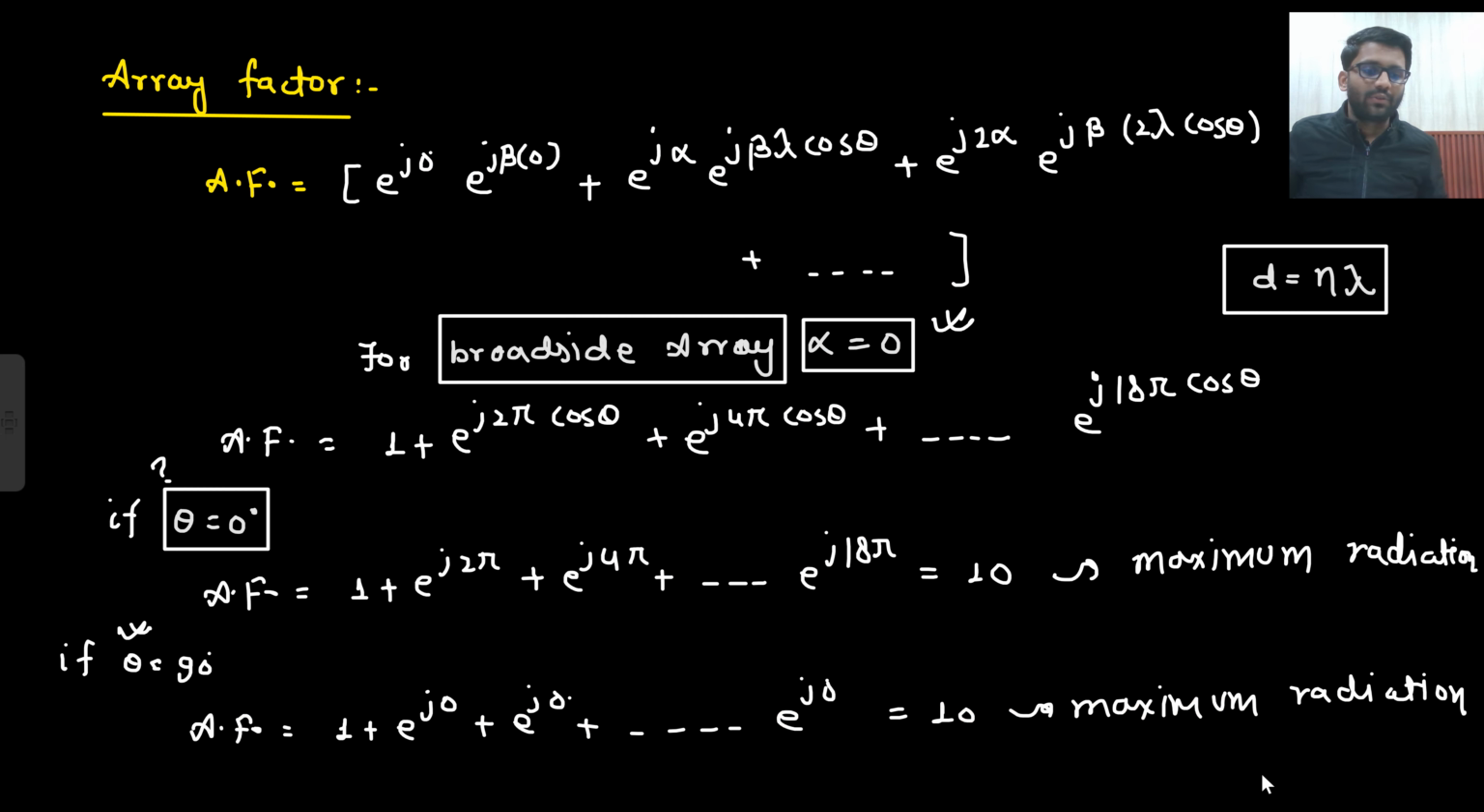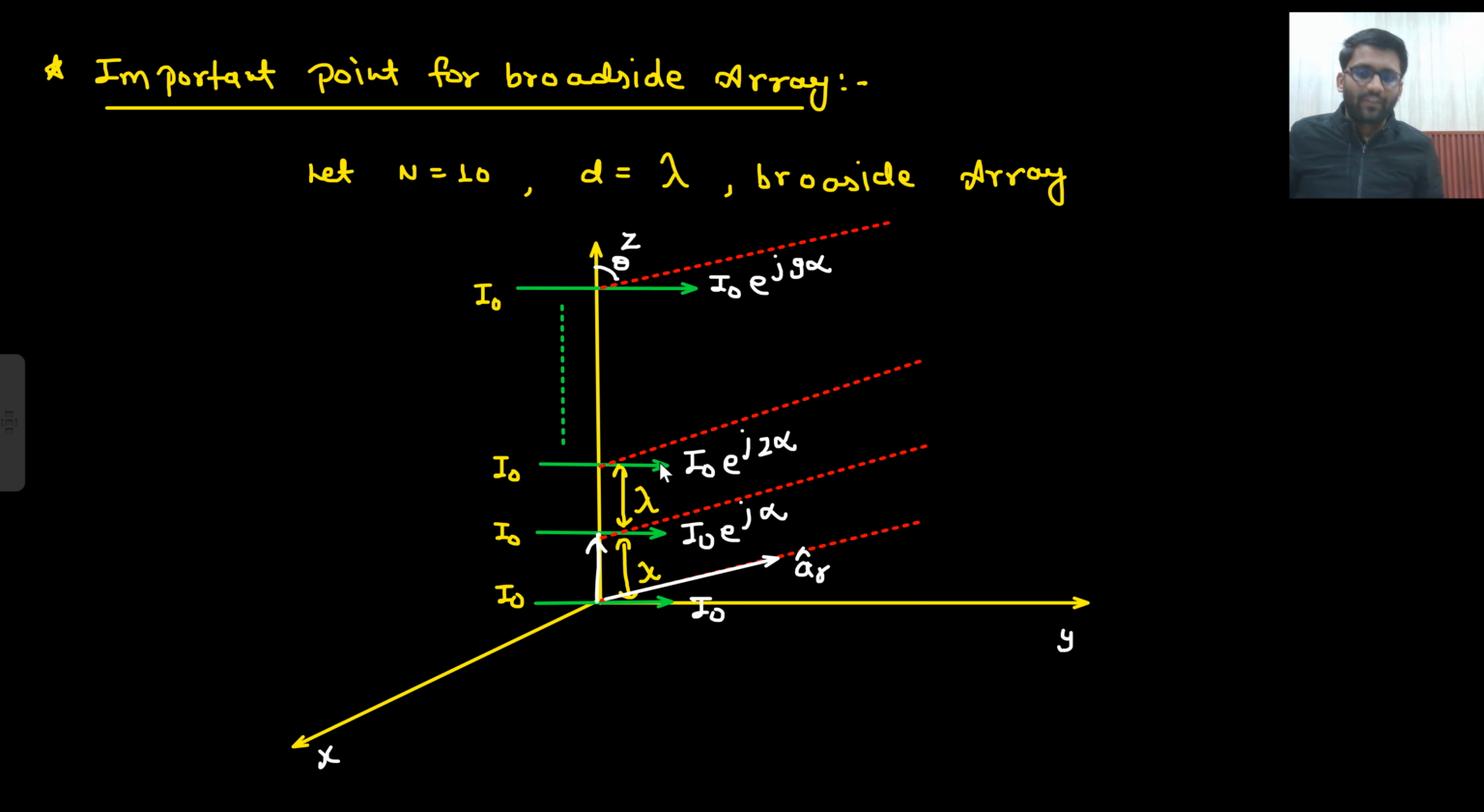That alpha should be equal to 0. And that condition I have taken. That alpha should be equal to 0. That means all these currents should be in phase. Right? So eventually alpha is 0. Then all these currents were I naught only.